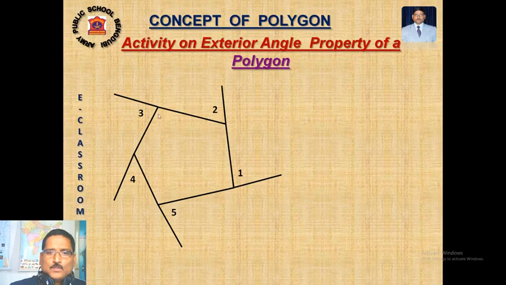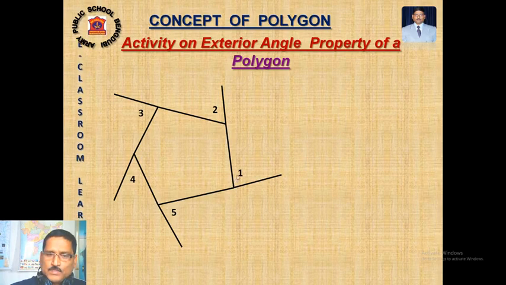Now extend each side outside. Then it is forming an exterior angle, so in each corner there will be an exterior angle. Mark them 1, 2, 3, 4, 5. You can use some color also, and different types of color. Angle 1, angle 2, angle 3.